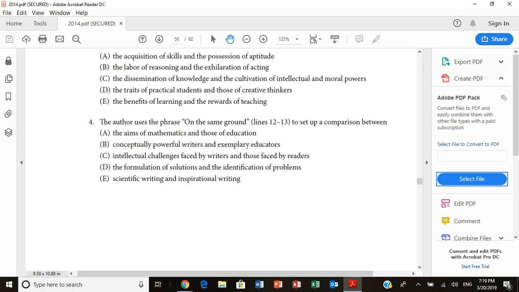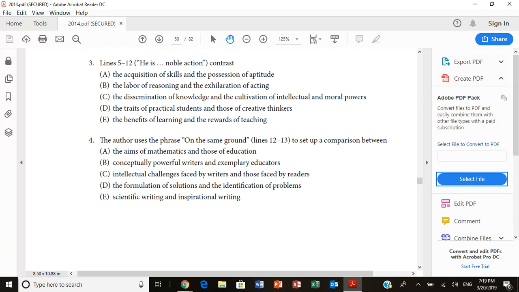All right. This is a contrast. And what is being contrasted there? The acquisition of skills and the possession of aptitude, the labor of reasoning and the exhilaration of acting, the dissemination of knowledge and the cultivation of intellectual and moral powers, the traits of practical students and those of creative thinkers, the benefits of learning and the rewards of teaching. Okay, these are all kind of comparative.